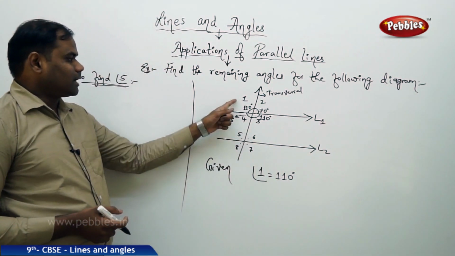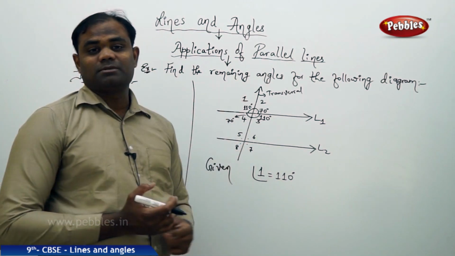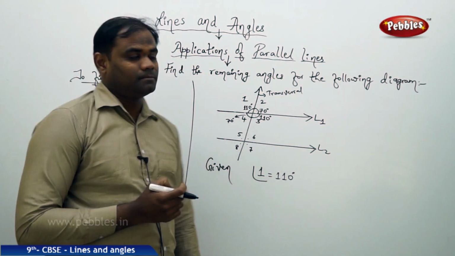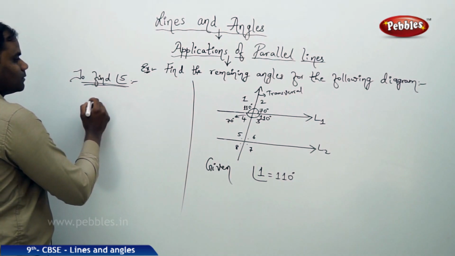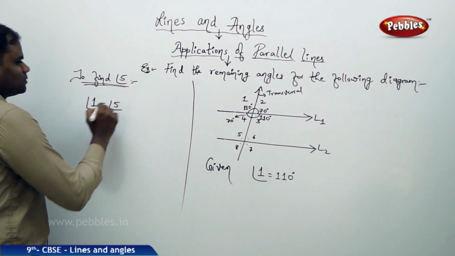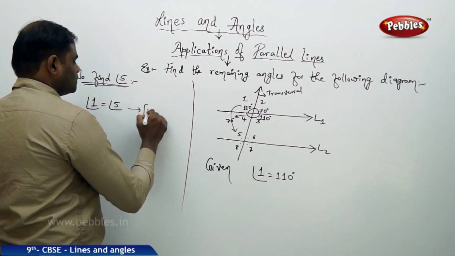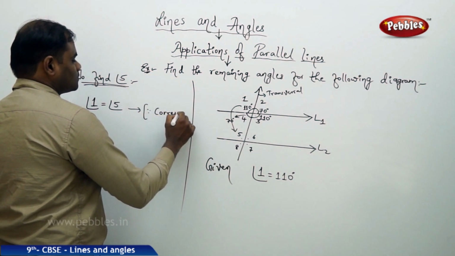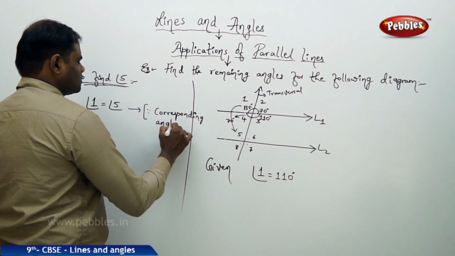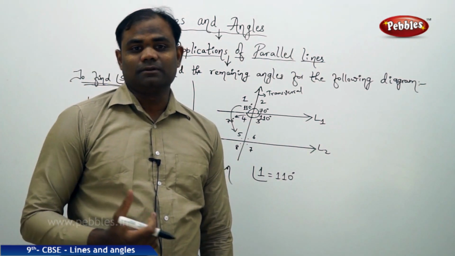Now clearly I see that angle 1 and angle 5 are corresponding angles, and hence 1 and 5 must be equal, because corresponding angles are equal when two lines are parallel. I have my angle 1 which is equal to angle 5 because they are corresponding angles, as per the property we have seen.